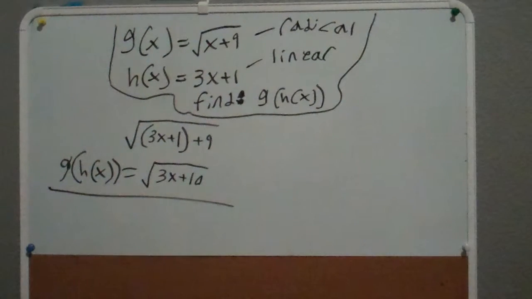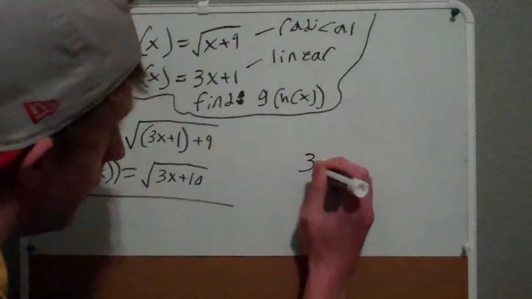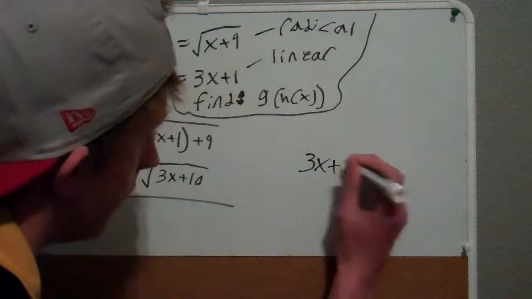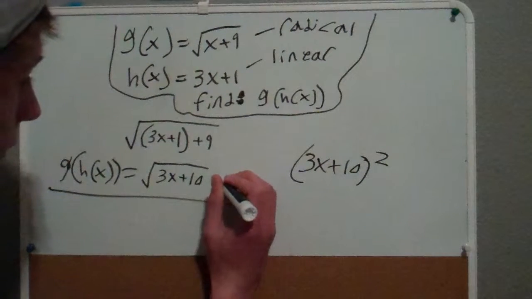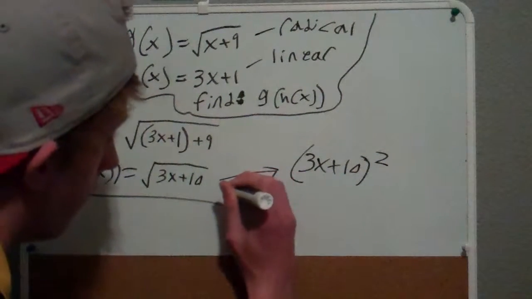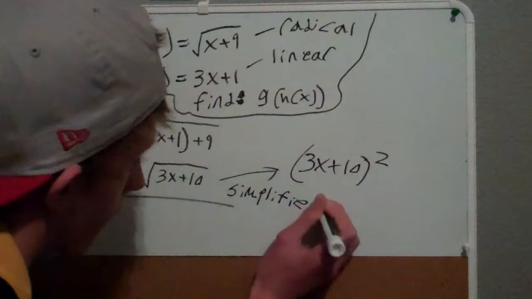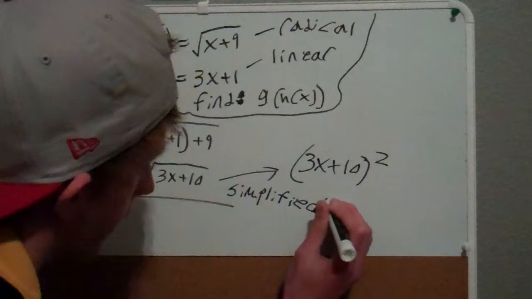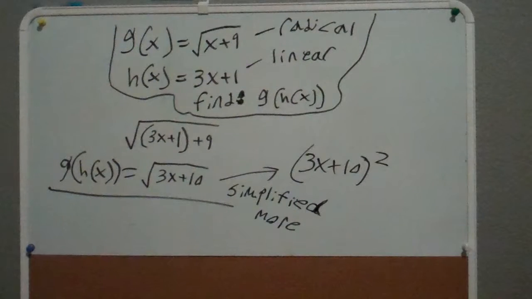But if you ever did want to get rid of this, for another equation, you go 3x plus 10, and you just square it to get rid of the square root. So to simplify it even more, you do that. Alright. And that concludes our video.